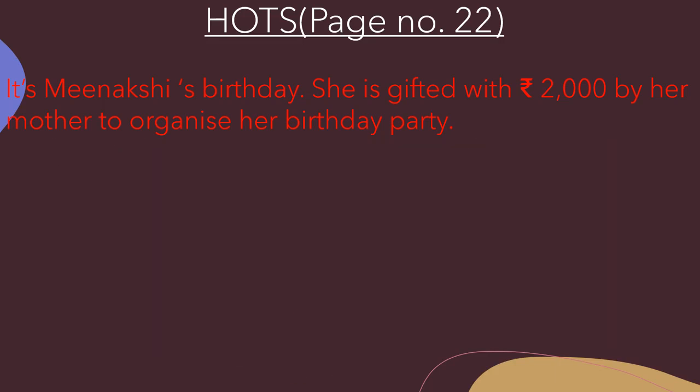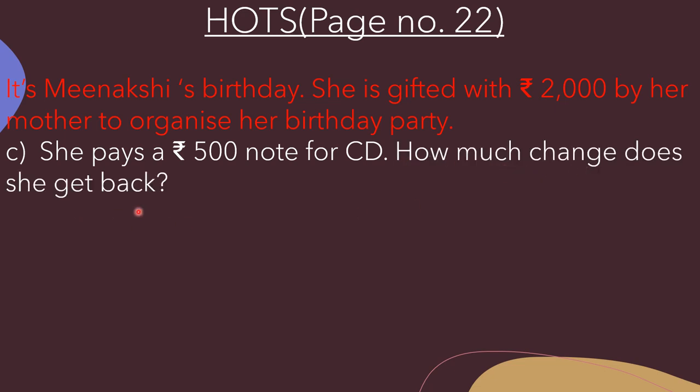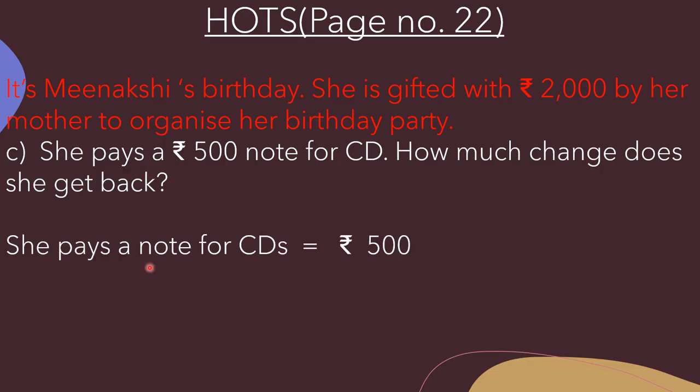Now in part C, it is given she pays with a rupees 500 note for the CDs. How much change does she get back? So beta, she pays with a 500 note for the CDs. Now how much is the price of the CDs? That is equal to rupees 350. Cost of 2 CDs is equal to rupees 350. Now how much money does she get back?